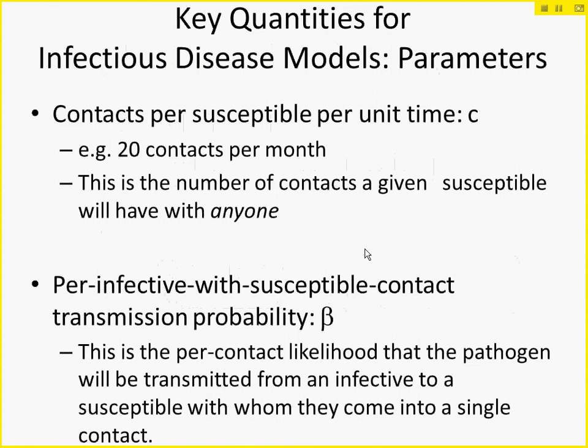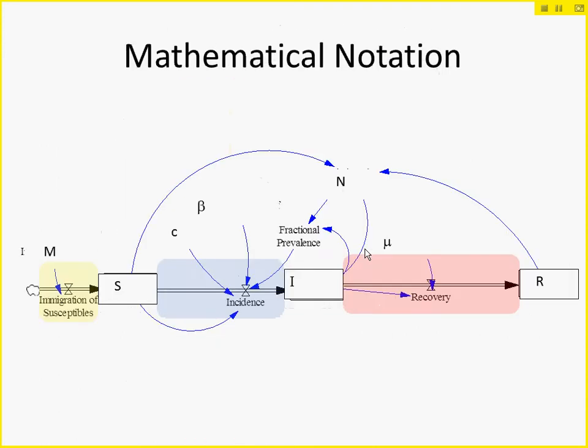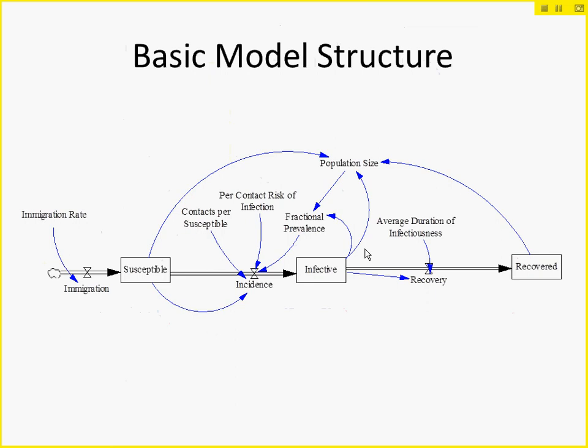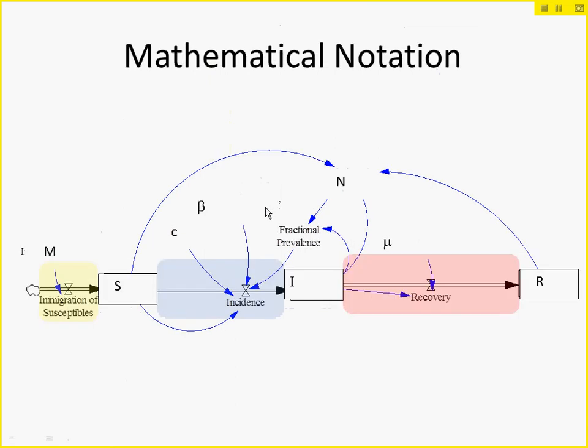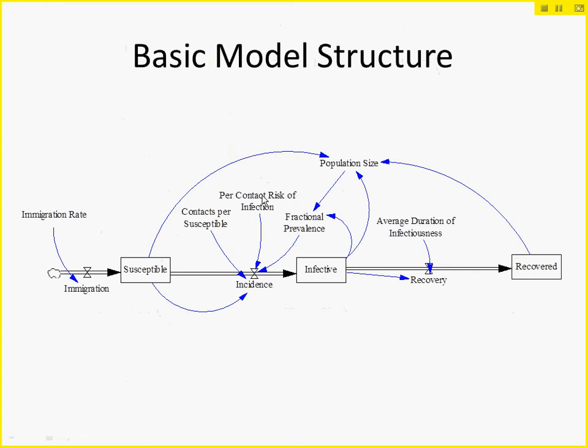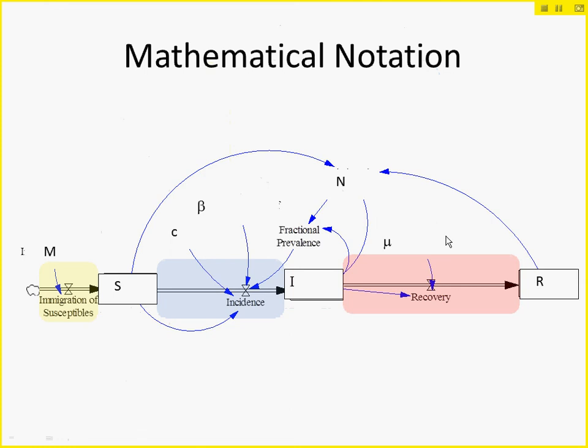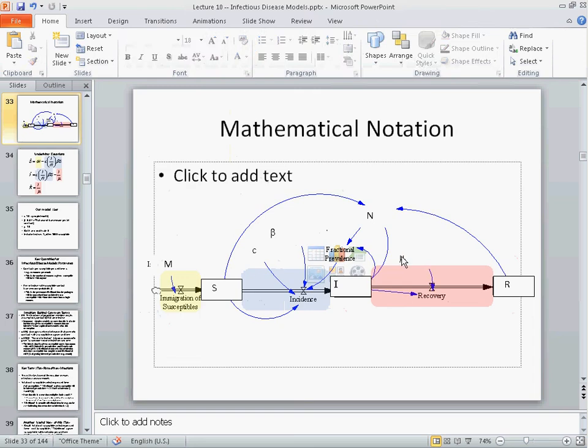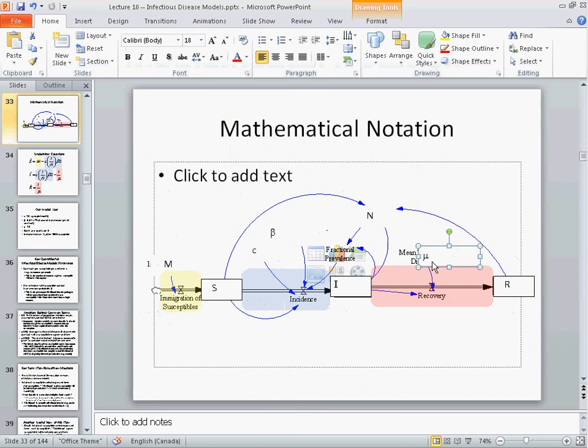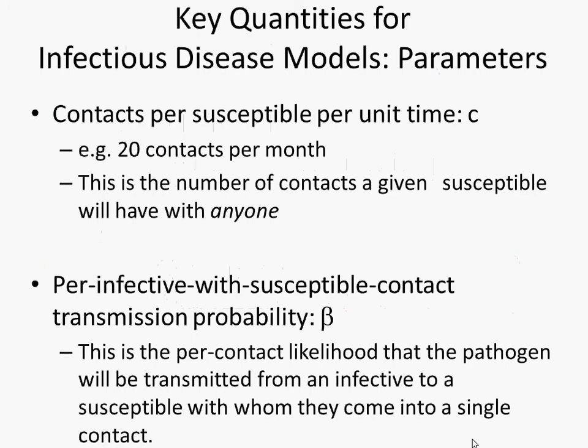There are several parameters denoted here: C, which is contacts per susceptible, beta, which is per contact risk of infection, and mu, the average duration of infection, or average time till recovery. I'm going to bring that over, that's what it was covering up. There we go.